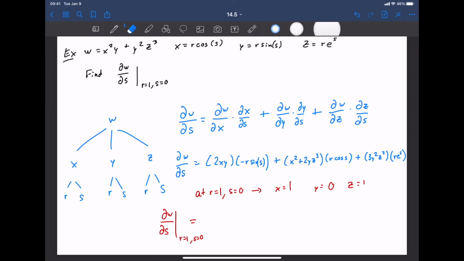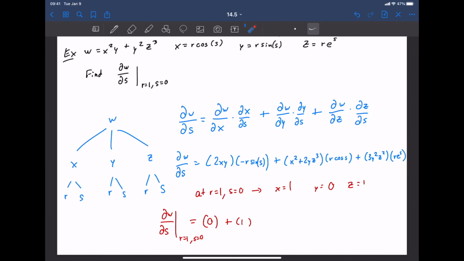We have 0, because the y here will be 0, plus times another 0. Doesn't really matter, but this whole thing goes to 0. Over here, I have 1 plus 0. I'll write that. 1 plus 0 is 0. Sorry, 1 plus 0 is 1. It's too late for this.